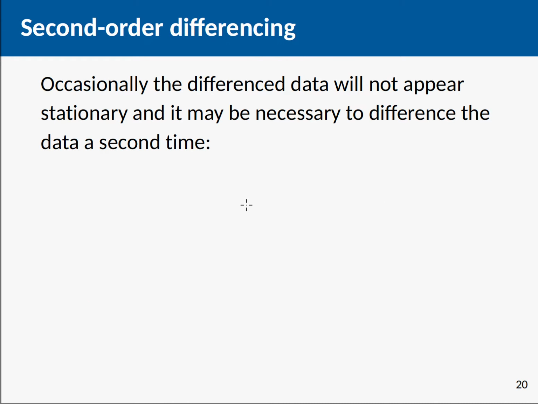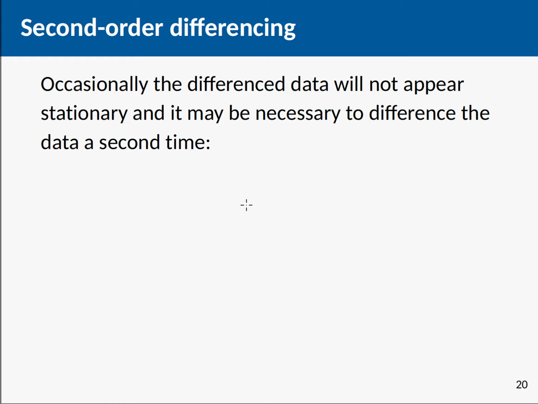Now, typically in economics and finance, we're good if we difference the data once and we ultimately get a stationary time series, but sometimes we may require a higher order differencing. For example, we may need second order differencing, which is to take the difference of the difference time series.